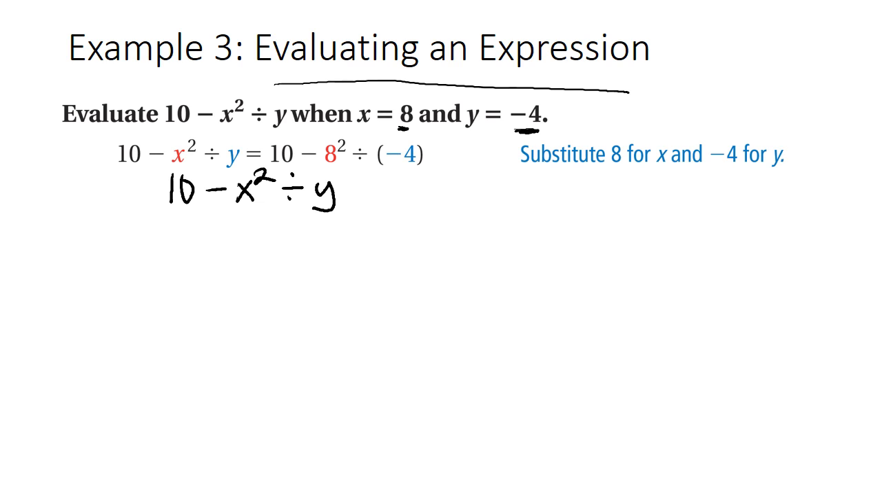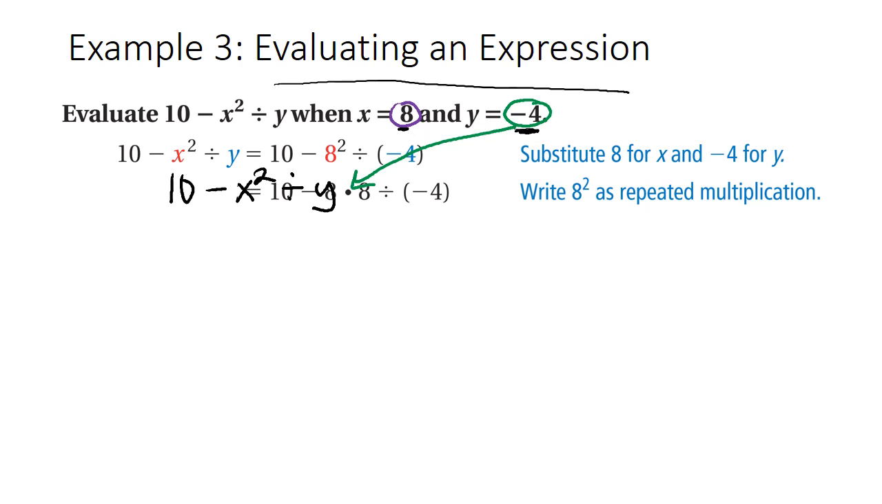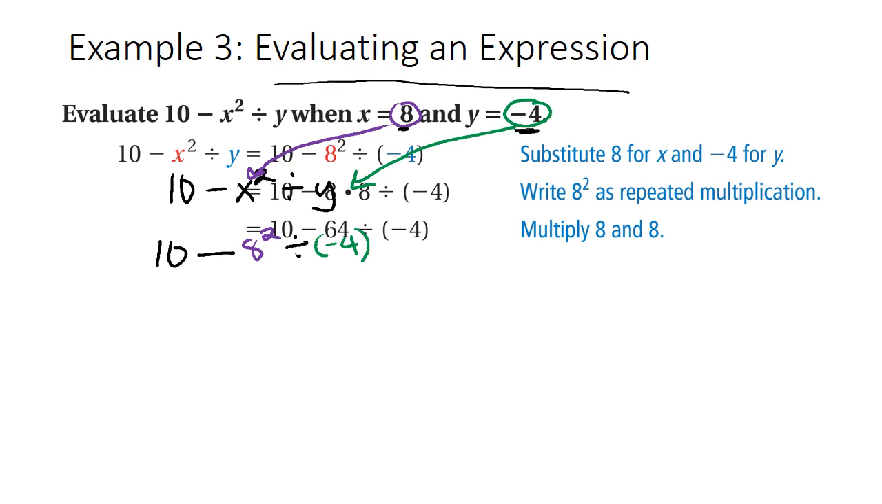Now we understand that in this situation, x is going to be 8, and we know that y is going to be negative 4. So as we look at this, we need to replace these letters down here with their values that they're going to take on this time. So when we look at this, we can then say, oh, this is going to be 10 minus 8 squared, and then we can divide that by y, which takes on the value of negative 4.